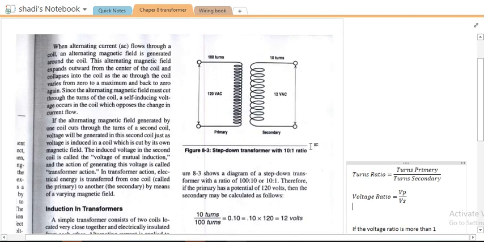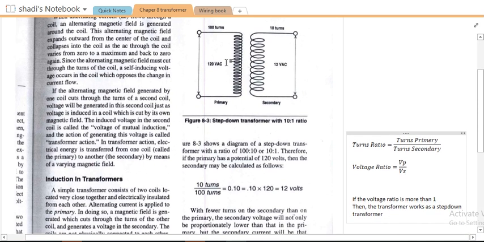As we stated before, we have two sides, primary and secondary. We also have to know that we have step up and step down transformers. For example, in this case, as you can see here in figure number 3, the number of turns here is larger than the number of turns at the secondary. So this type of transformer is called a step down transformer.